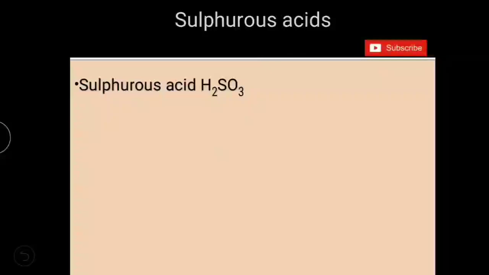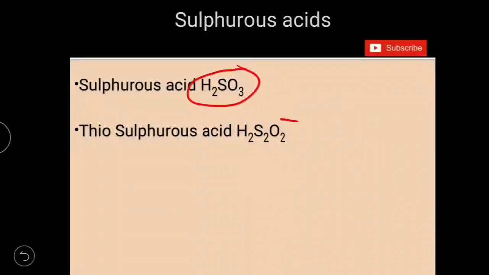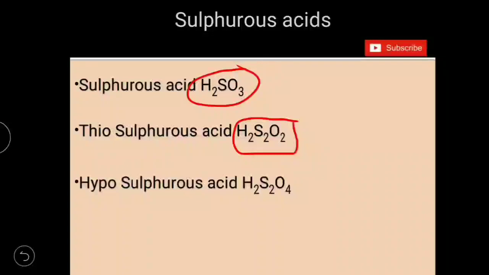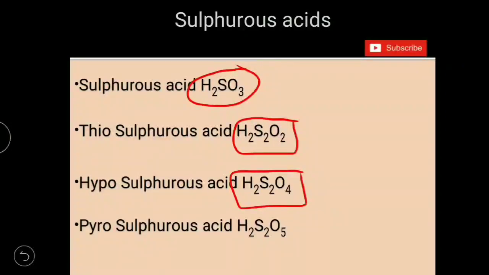In sulfurous acid series, we have sulfurous acid whose formula is H2SO3, thiosulfurous acid formula is H2S2O2, hyposulfurous acid H2S2O4 and pyrosulfurous acid H2S2O5. All these acids come under sulfurous acid series. In all these acids, valency of sulfur is 4. Sulfur atom will have only 4 bonds here.